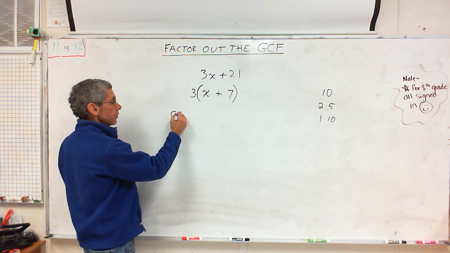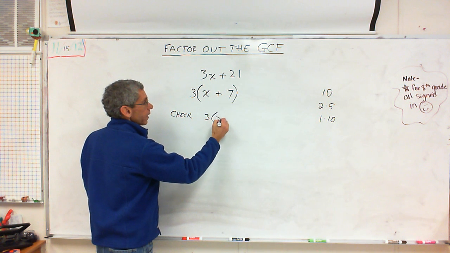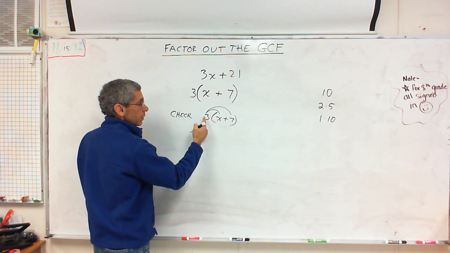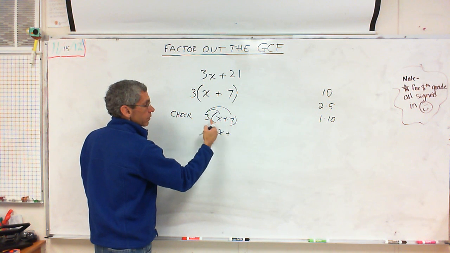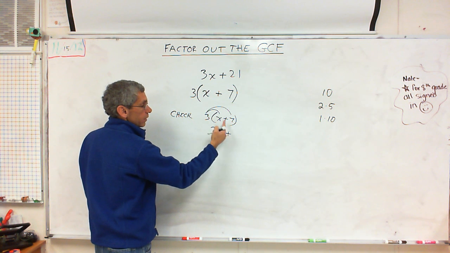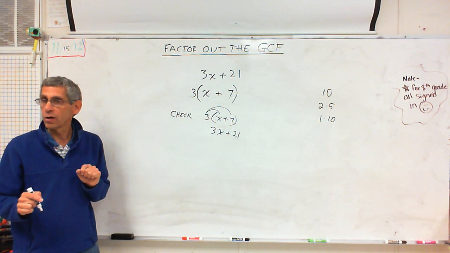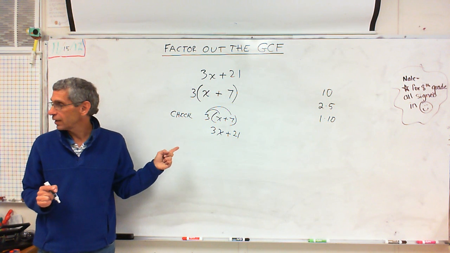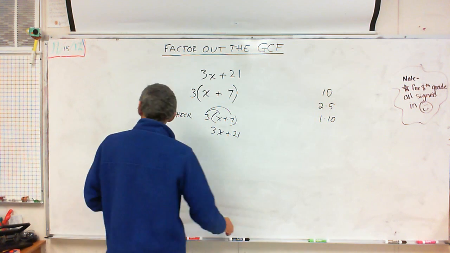Here's my check. I'm going to do my 3 times x plus 7, and I'm going to do my distributive property. 3 times x is 3x. 3 times 7, there's a plus sign. 3 times 7 is 21. That's the same thing. I got it. I know that I just got 100% on my quiz because I just checked it. And I know it's right. I have no question. Sally, you have a question?